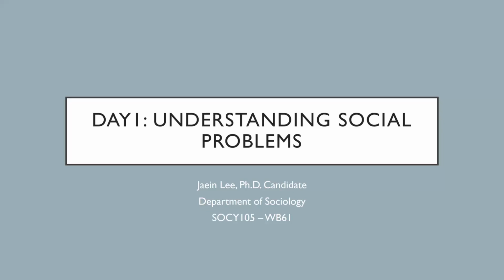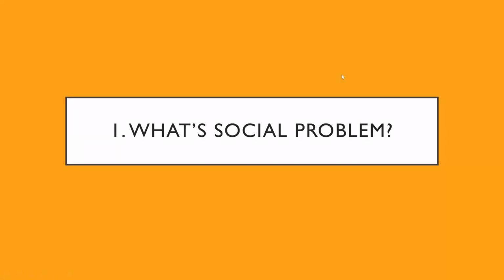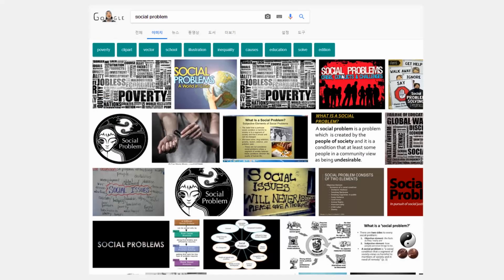So today I will cover a very fundamental part of the social problem issue: understanding social problems. First of all, what is a social problem? If you Google "social problem," you can find many images and keywords, such as poverty, joblessness, immigration, mental health problems, or abortion. There are so many issues you can encounter in everyday life. It's very hard to define a social problem in a few sentences.